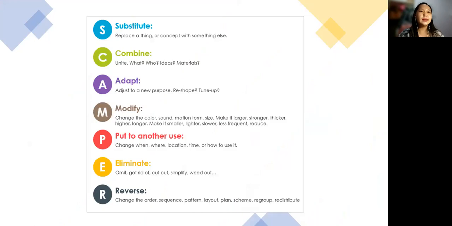Okay, first is substitute. So, sabi dito, replace a thing or concept with something else. In substitute, think of what you might substitute for something else to form a new idea. So a feature that allows your customers to order directly from your website rather than visiting your store or ordering by mail is an example of substitution.